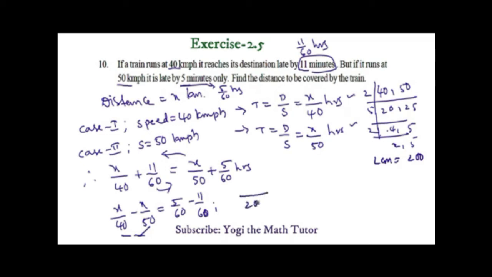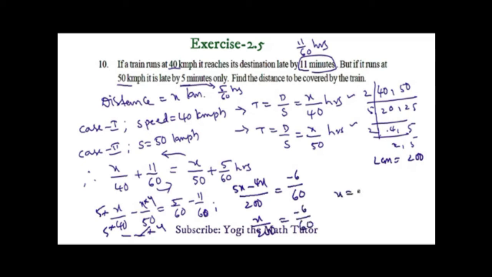Then with 200 as the denominator, multiply 40 into 5, that is 5 times x, minus 50 times 4, that is 4 times x, which is equal to 5 minus 11, that is minus 6 by 60. On the right side we have like fractions only, so no need of LCM. So 5x minus 4x we get 1x by 200, which is equal to minus 6 by 60.